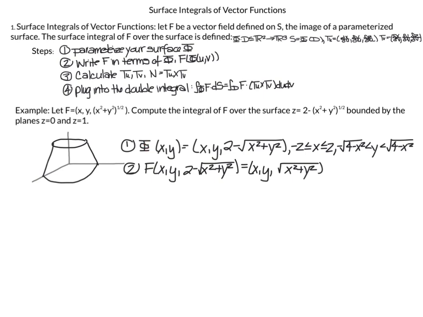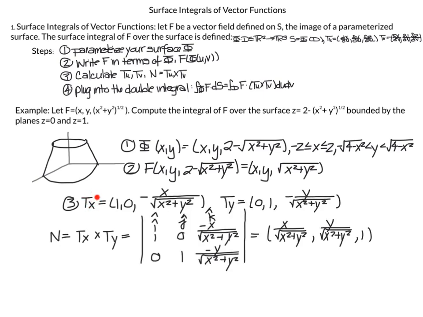Next, I will compose f with my mapping. So f composed with phi, so I plug in phi, x, y, and 2 minus square root of x squared plus y squared into f. F is over here, our function x, y, x squared plus y squared square rooted. So x, I just move over my x. Y, I just move over my y. And then next I need x squared plus y squared and then square rooted. So this is x squared plus y squared square rooted.